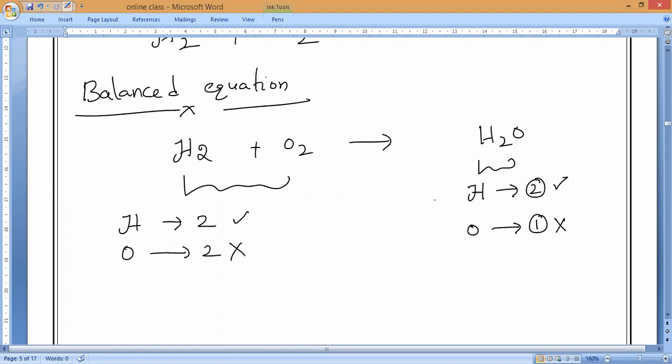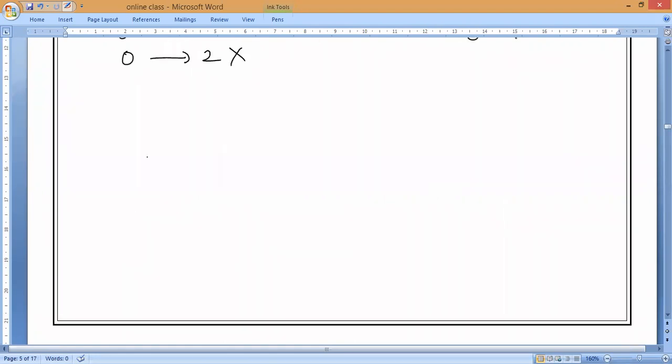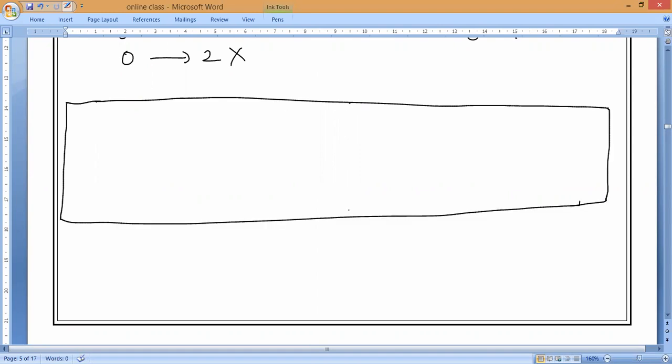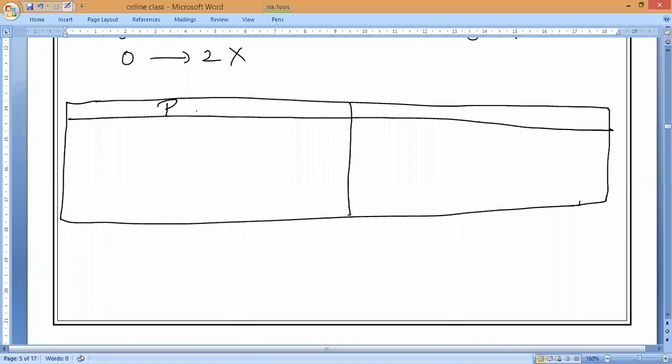How to balance it? Shall we start, guys? Construct the tabular column. Take the pencil and scale, and construct the tabular column in such a way that half is reactants and half is products. Reactants and products. Okay. Now, first step.